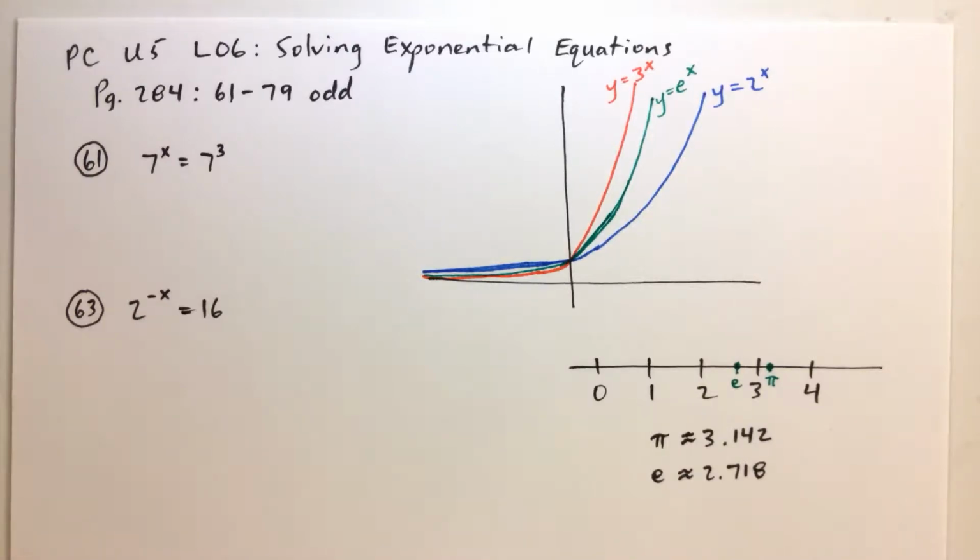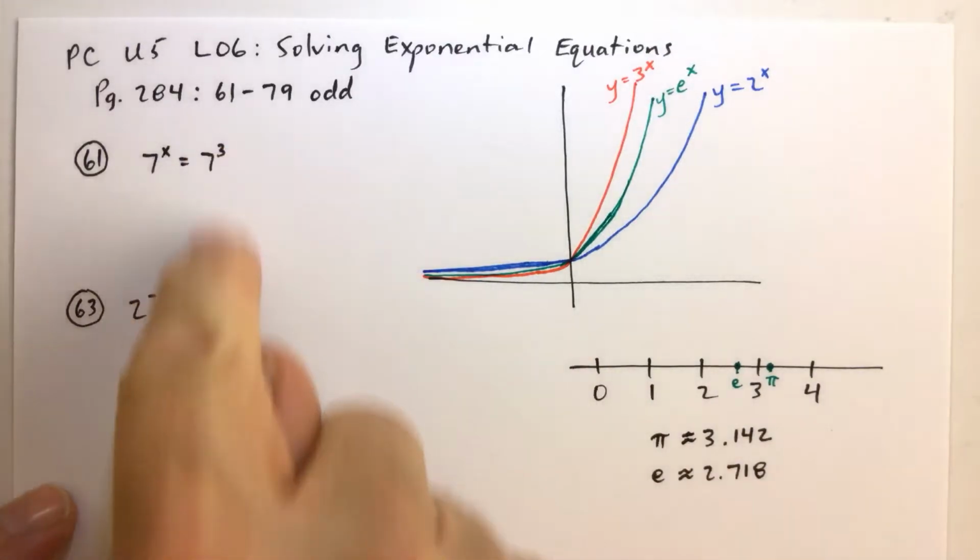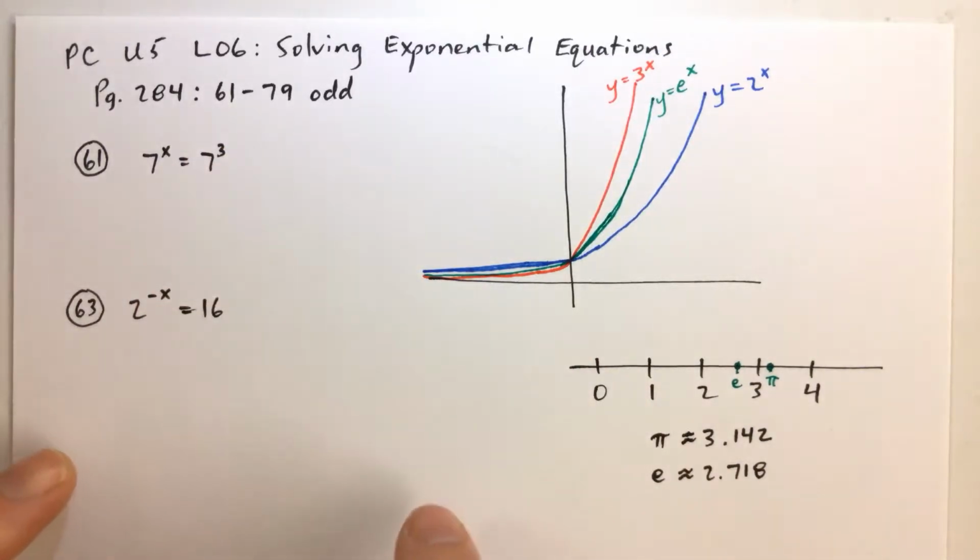In section 5.3 in our book, Unit 5, Pre-Calc, Learning Objective 6, we are solving exponential equations. Before we do problems starting at 61, I wanted to point out a couple things. Number one, you're going to be starting to see the letter e, or the number e, I should say. I don't want you to be thinking about the number e as a variable, even though it's a letter.